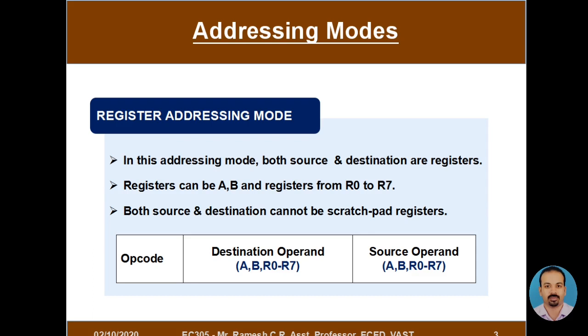Okay, so in this register mode, if you look at the general structure, you can see there is an opcode, which means a mnemonic which corresponds to what type of instruction it is, and the destination operand supports A, comma B, comma R0 to R7. In a similar fashion, the source operand is also supported.